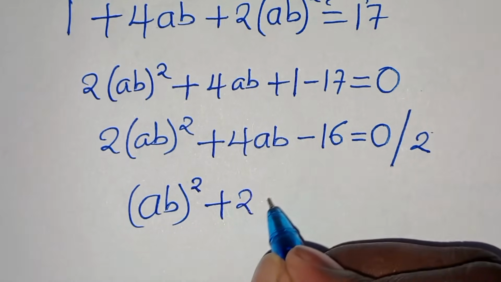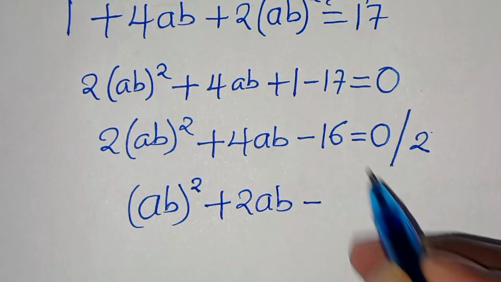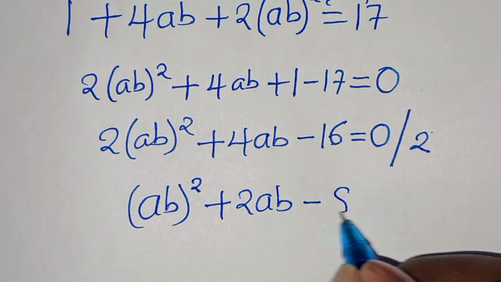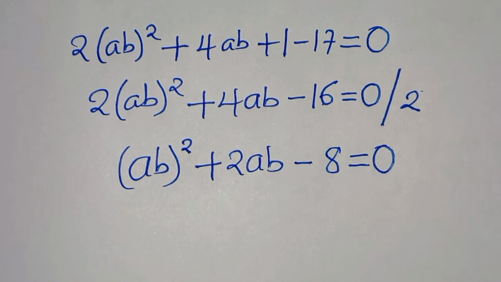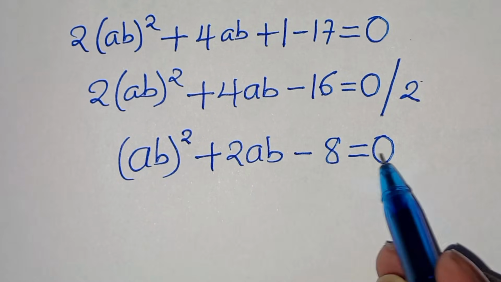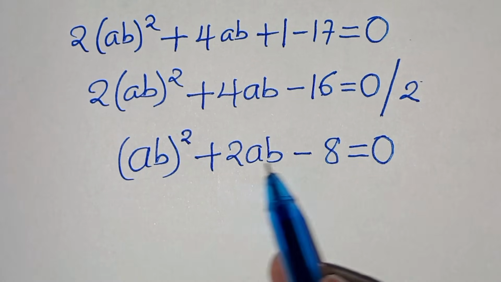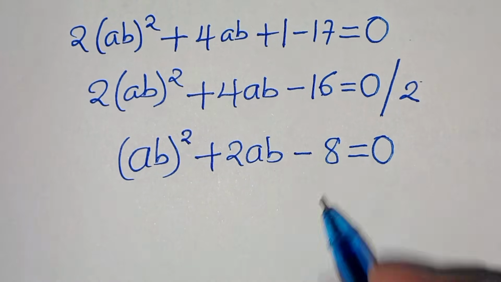This is 2ab, then subtract 16 divided by 2, which is 8. This is equal to 0. Now, this is a quadratic equation here. Let's solve this quadratic equation by factorization method.